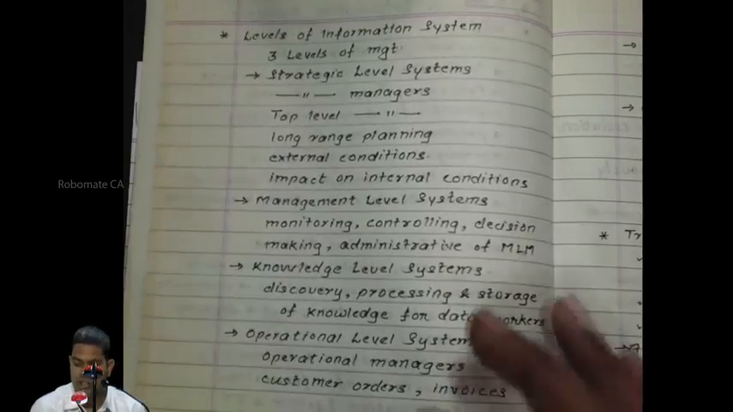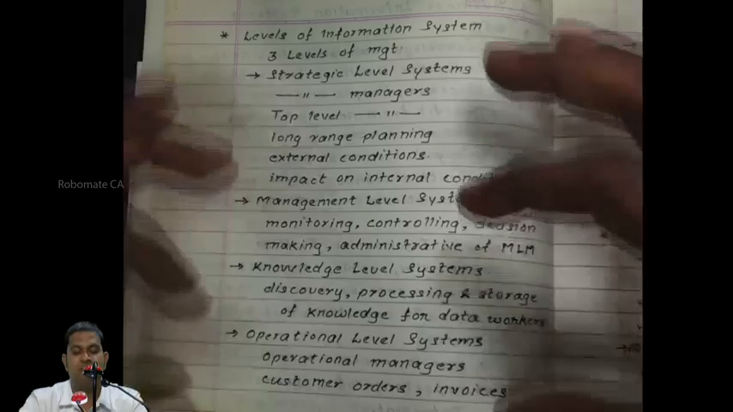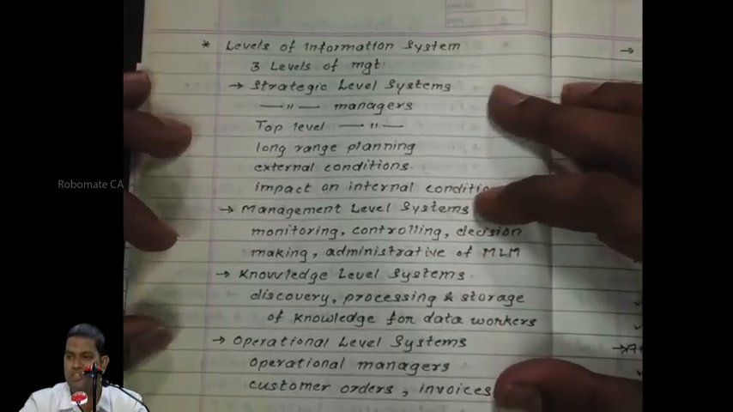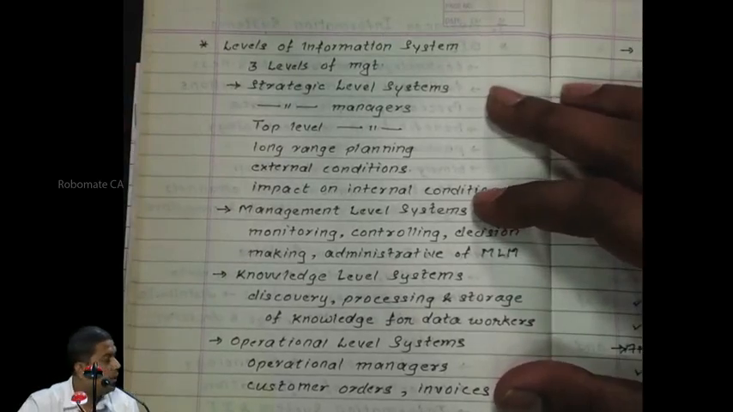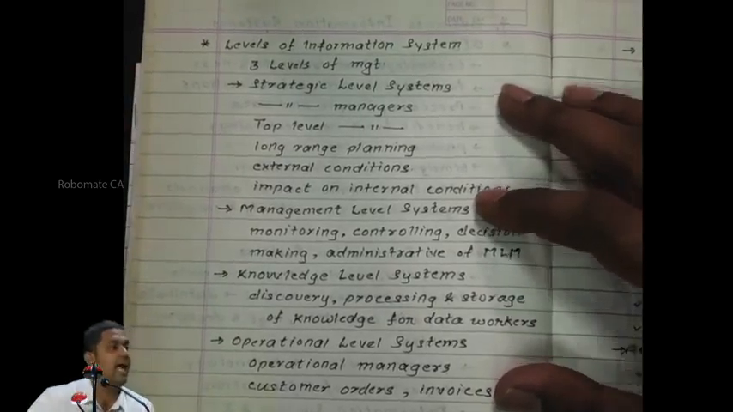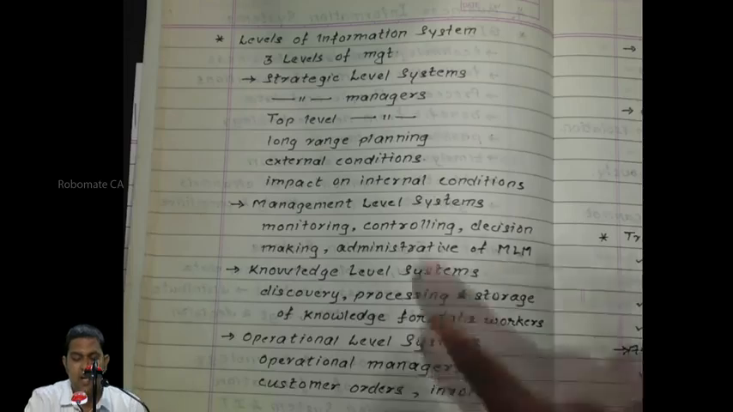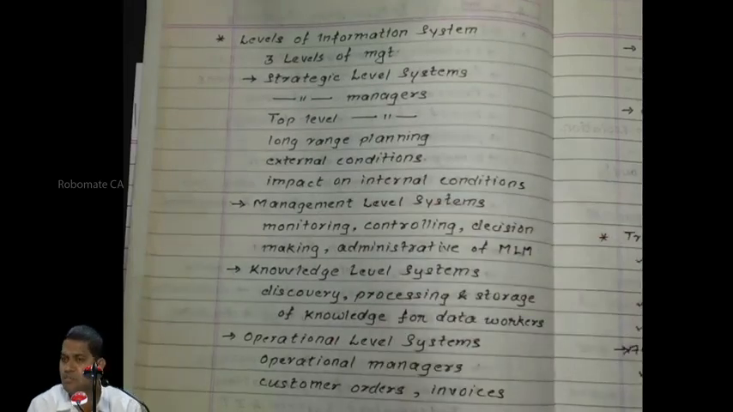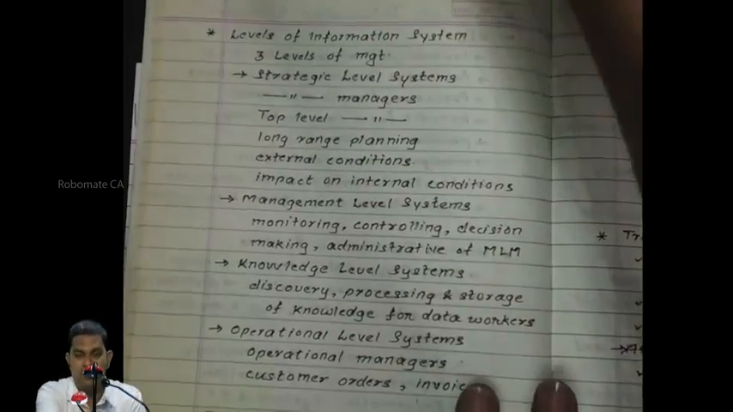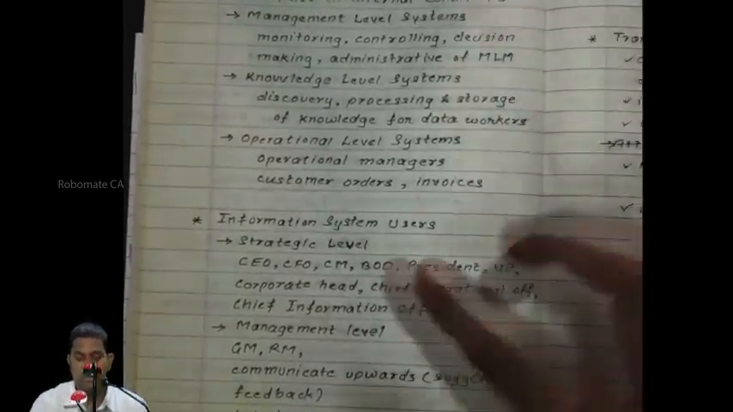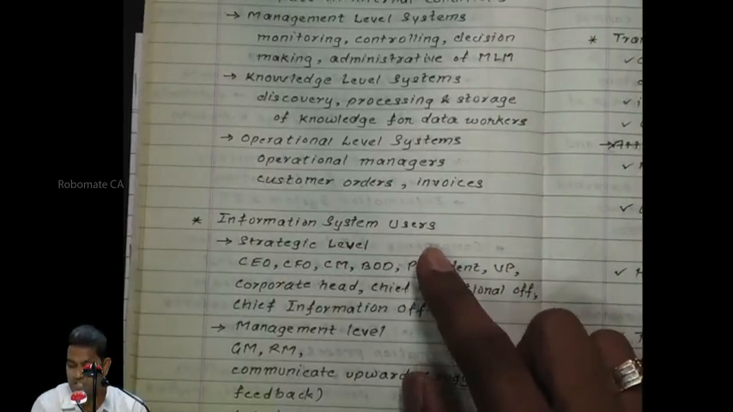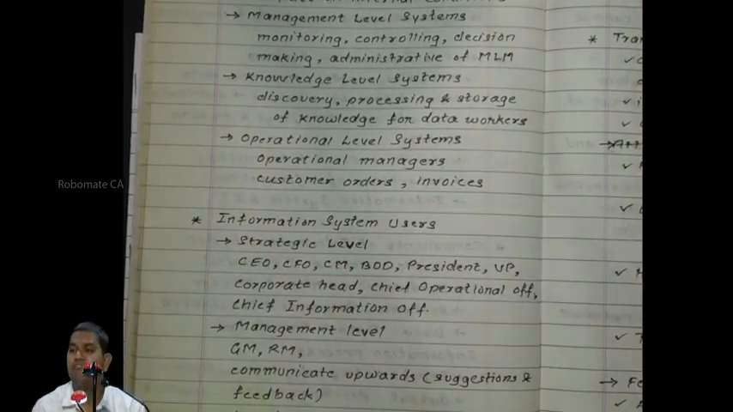Now the next part is associated with these levels of information system, and it says who are those people, what are the various posts that are associated with different levels of information system. We had started with the first type, called information system levels. Now we are learning information system users.